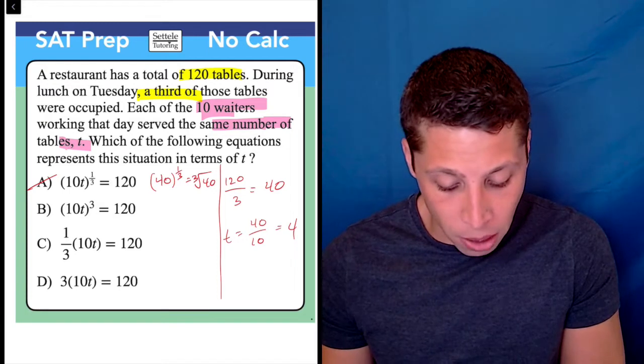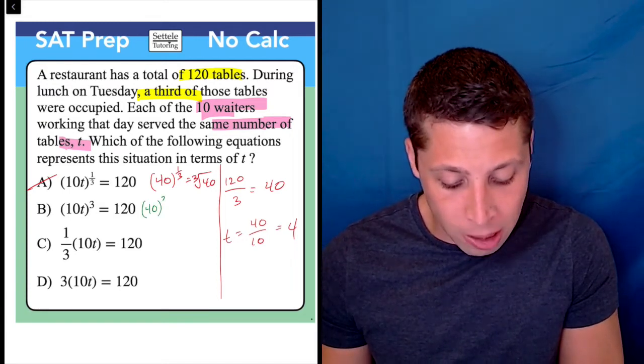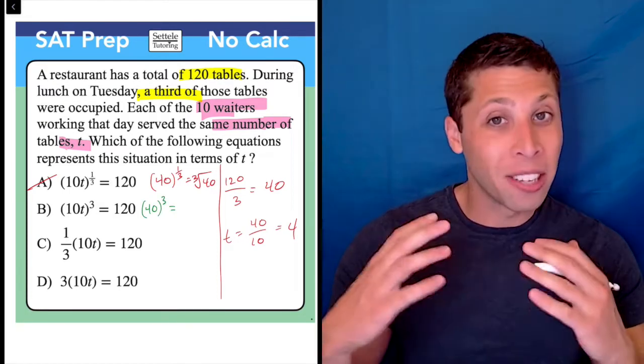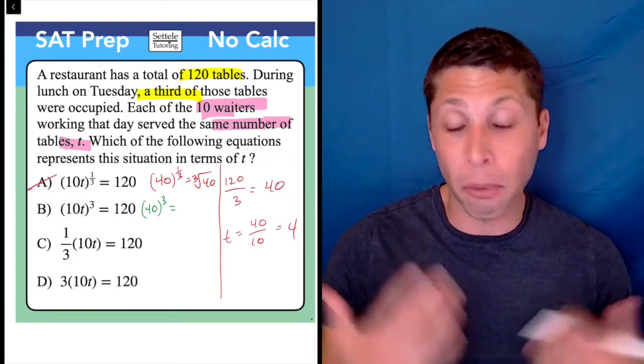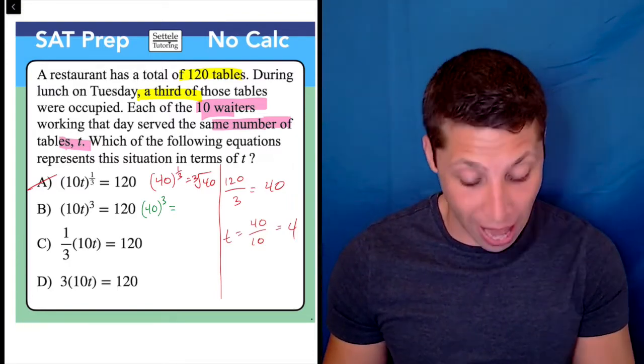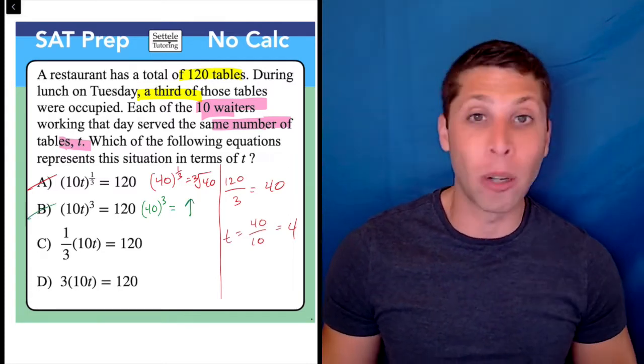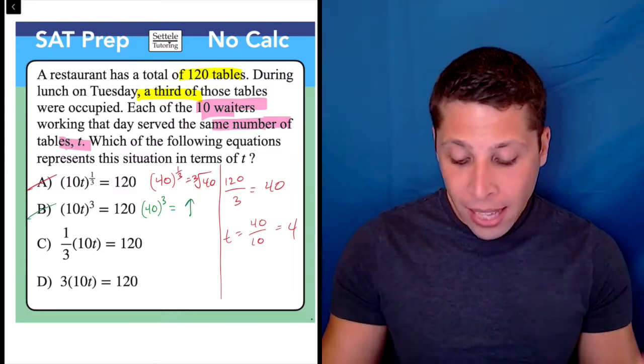The same thing, though, would happen here. We'd have an exponent that's going to cause problems because, yes, 40 to the third is a big number, but it's a really big number, way bigger than the 120 that we have here. So this number is just too big. We don't even need to bother calculating it. And that gets us to C and D.